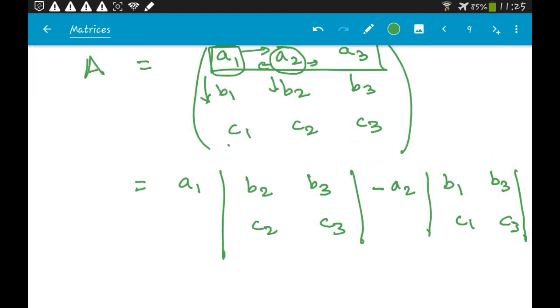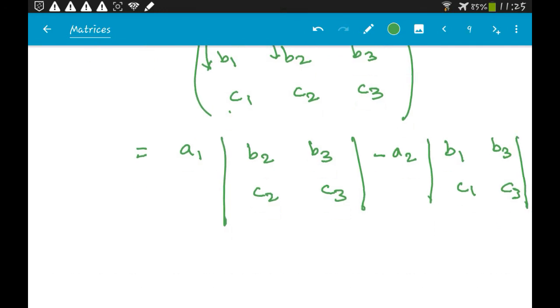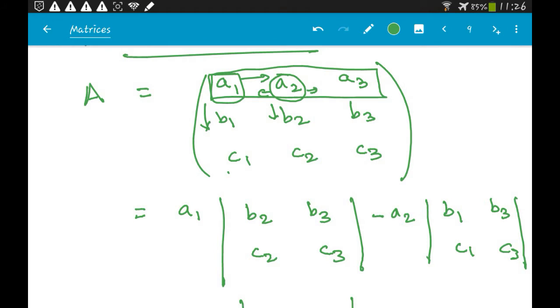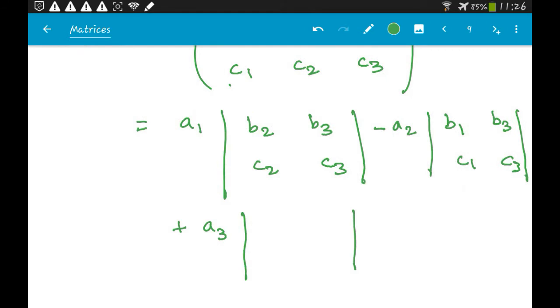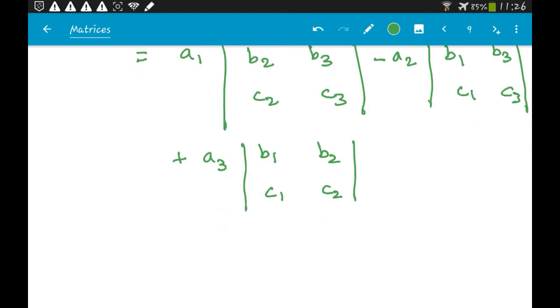Now the next element in that row, which is A3. So you have plus A3. Again I told you the signs alternate. So first we had plus A1, then minus A2, then plus A3. Then again we leave the row corresponding to it and the column corresponding to it, and we are left with a square matrix B1, B2, C1, C2. So we have B1, B2, C1, C2.